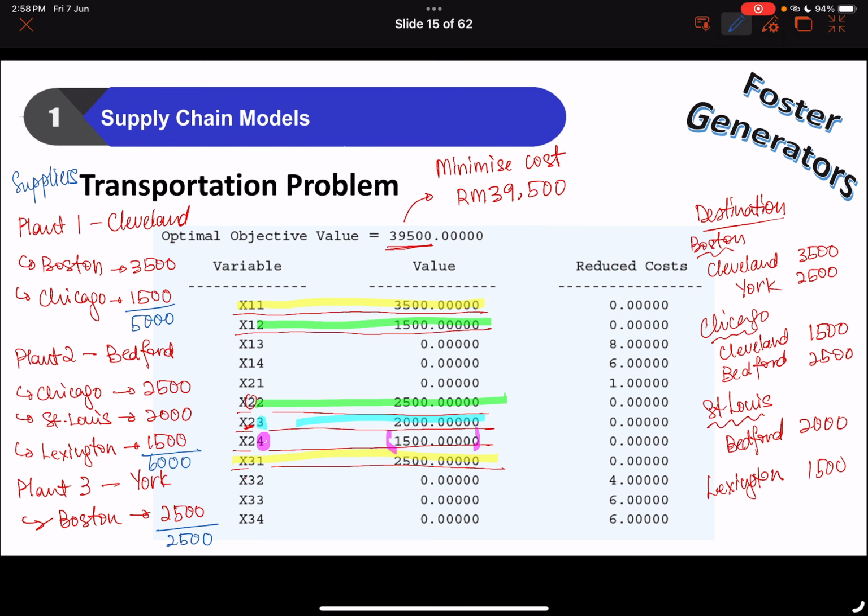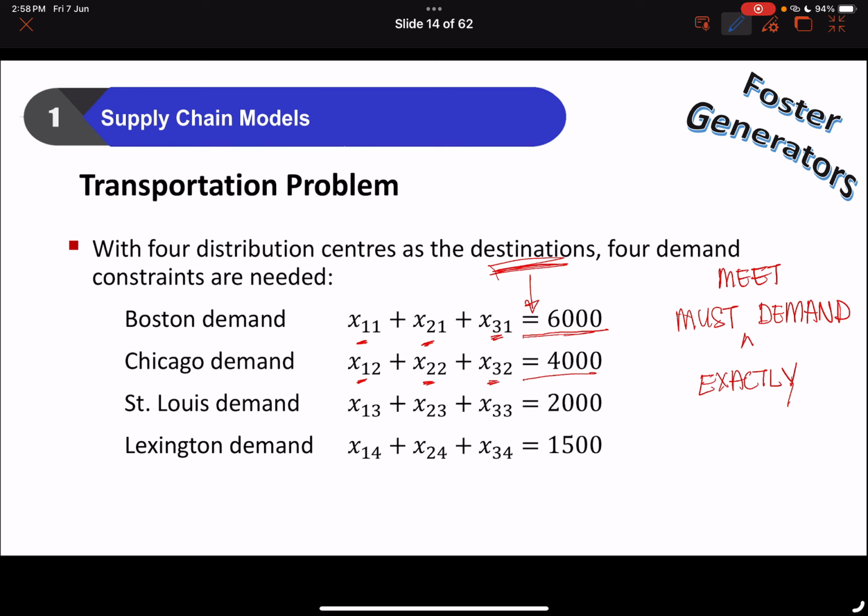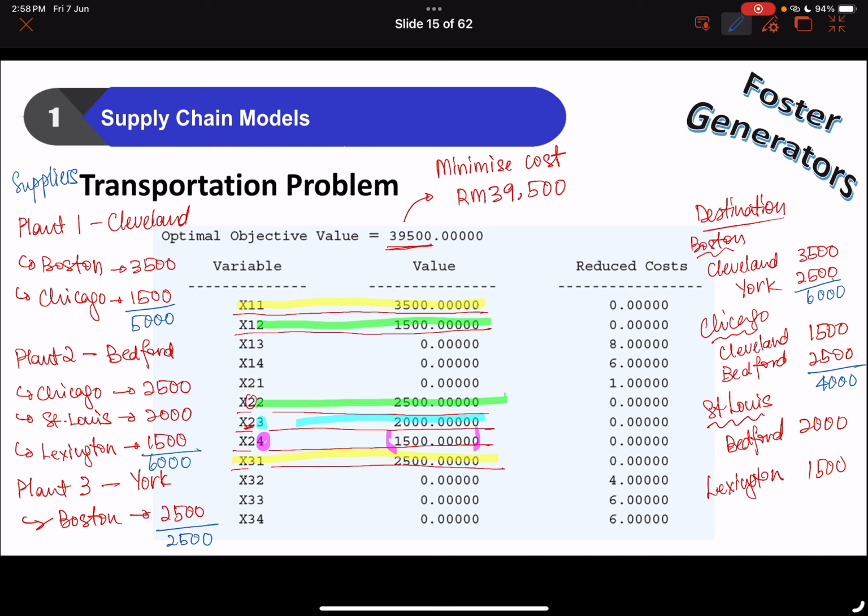Let's do an addition here. 6,000 and 4,000. So the demand at Boston is 6,000, Chicago 4,000, St. Louis 2,000, and Lexington 1,500. So the demand at the destinations is also met.